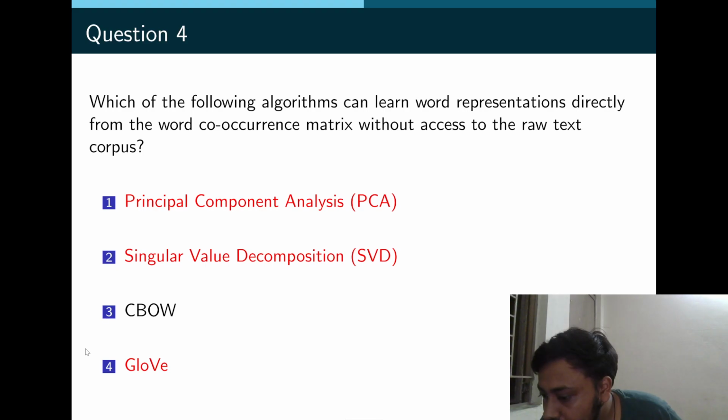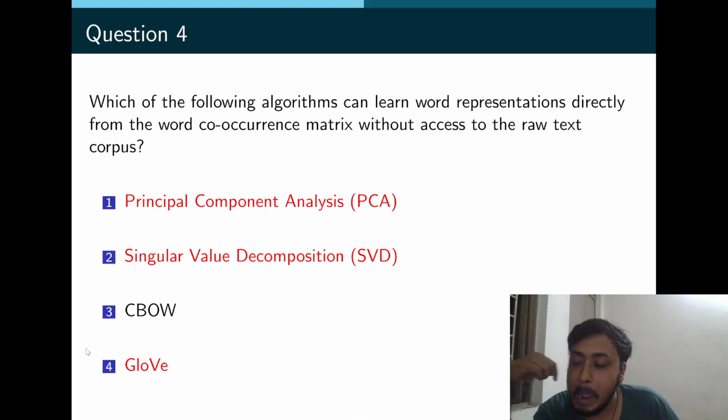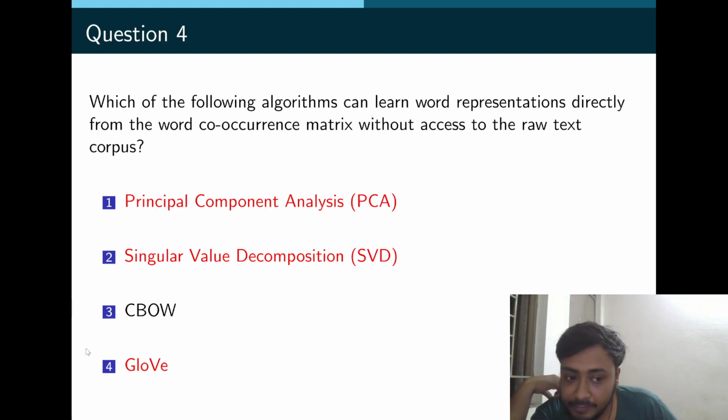GloVe is also similar to CBOW, no? Both GloVe and CBOW are word2vec algorithms, means word representation. So let's just talk about word embedding algorithms. Yes, word embedding algorithms indeed, but GloVe works in a different way.